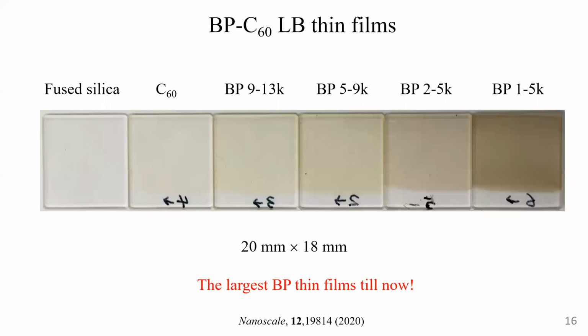And in order to investigate the optical property of the black phosphorus thin film, we have transferred the black phosphorus fullerene thin film from the water surface to fused silica. And also for comparison, the pure fullerene was also transferred. As you can see, with decreasing the centrifuge speed, a darker color is observed. And besides this, to the best of our knowledge, this is the largest black phosphorus thin film that has been reported till now.